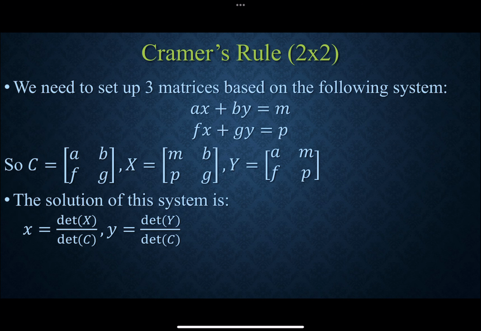So if we have this generic 2 by 2, ax plus by equals m, fx plus gy equals p, you're going to find that matrix C, our coefficient matrix, is just simply the coefficients of the equation, a, b, f, g. Whereas matrix X and matrix Y are going to replace the column of the coefficients matching that variable with the solutions at the end of the equations. So notice the first column for X was the X coefficients. It gets replaced by M and P. Whereas the second column for Y was the Y coefficients. They get replaced by, again, M and P.